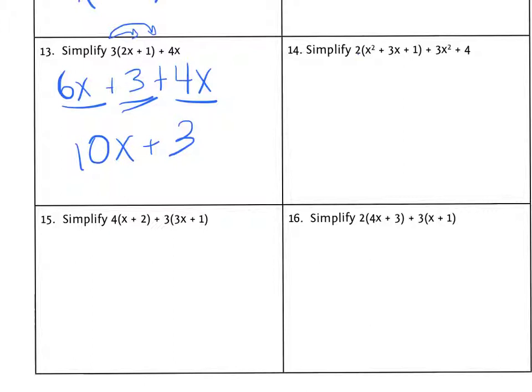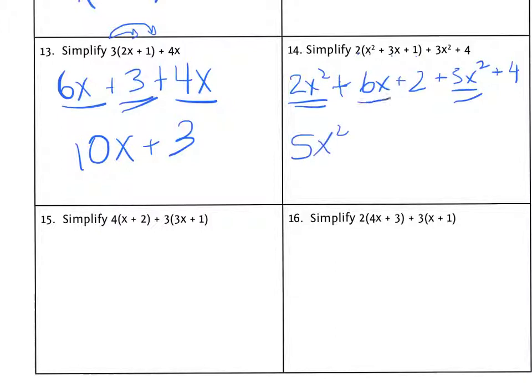Here, this 2 is going to multiply in front of the x squared, the 3x, and the 1. So we have 2x squareds plus 3x twice would be 6x, 1 twice would be 2. We've still got the 3x squared and the 4 on the end. Now we can put the like terms together. We've got 3x squared and 2x squared for 5x squared total. We've got a plus 6x with no other x's to combine, so it's just 6x. We've got the plus 2 and the plus 4 for plus 6.